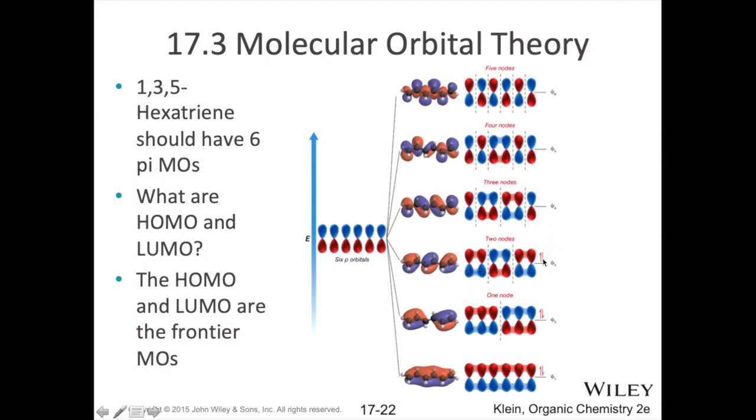So if there's any chemistry going on here, if you're going to destabilize these bonds, you're probably going to push an electron from here into here. And that's probably how you're going to start any reactions involving this conjugated pi system. So again, that's why these frontier orbitals are important.